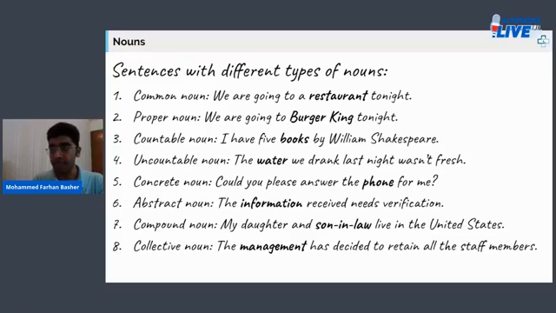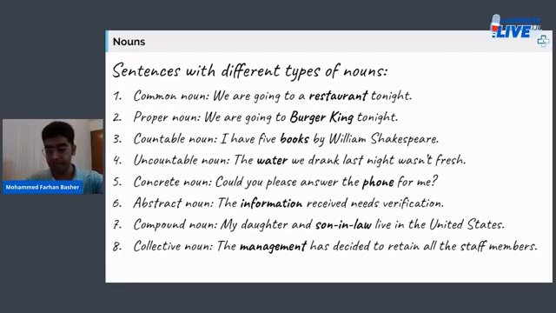Okay. Finally, we have the eighth type of nouns, and this eighth type is the collective nouns. The management has decided to retain all the staff members here. When you say management, you don't mean one person, of course. You mean a group of people, the people who call the shots in an organization, and who are responsible for all the staff members working in it. Management is a group word, it's a collective noun, and there you go. All right, I hope this is clear.